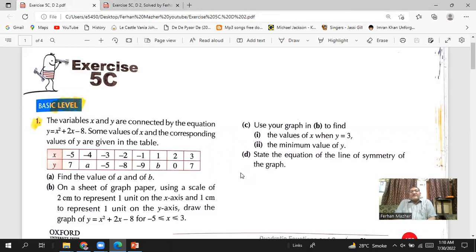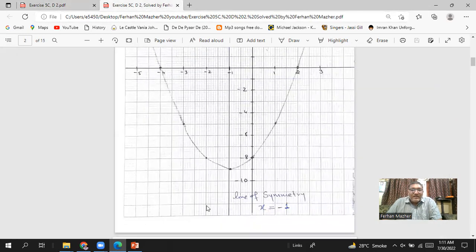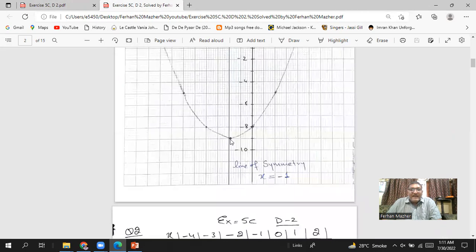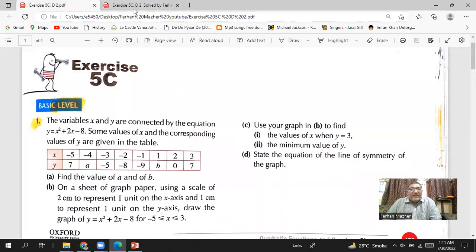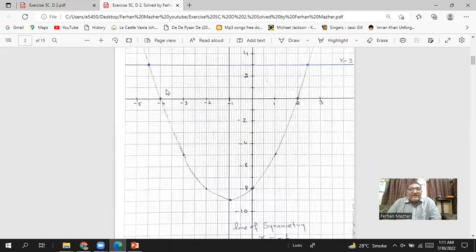In the second part, C second part, he says find the minimum value of the y. Okay, so the minimum value of the y, you can see here, this is the shape of the graph. So the minimum value of the y is here. So what is that value of the y? That is -9. So the minimum value of the y will be -9. So that is the question.